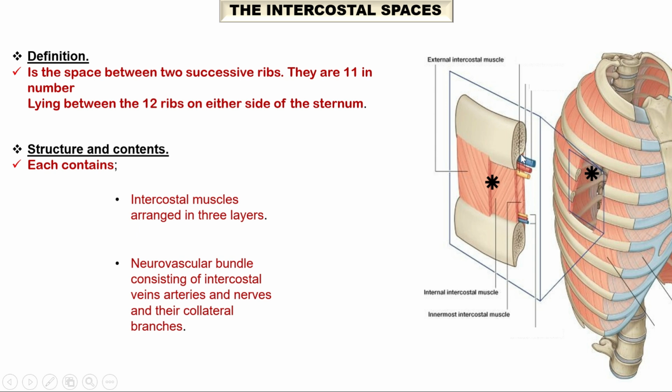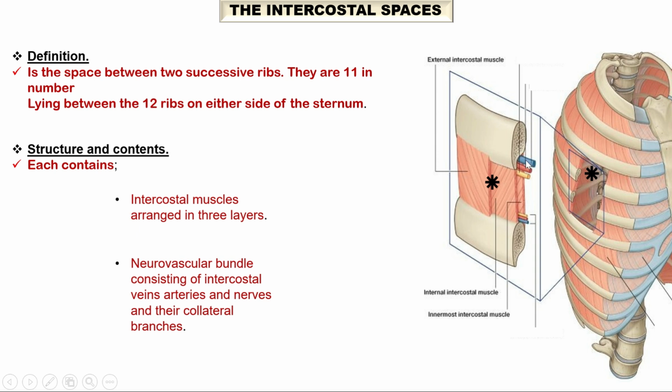These run in the costal groove alongside the rib. So on the rib, on the lower border, we have an impression which we call the costal groove, and this costal groove transmits structures that are neurovascular, i.e. nerves and blood vessels. So from top moving downwards, we have the vein, the artery, and the nerve.